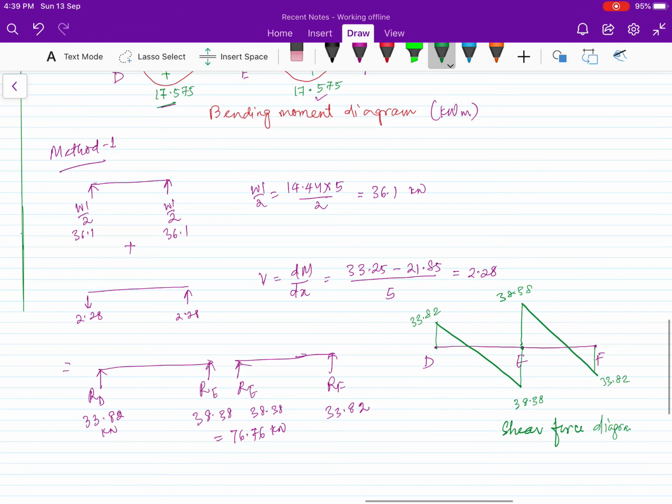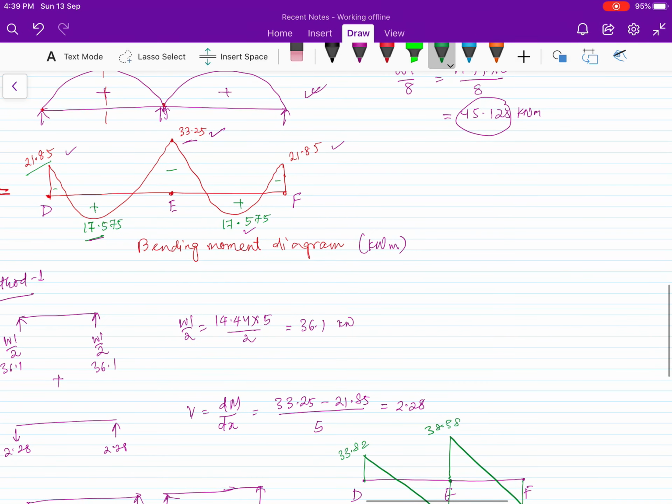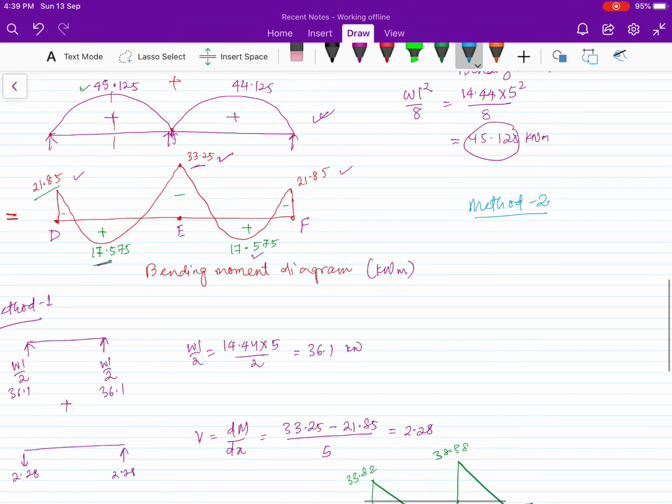Another method here I will do to calculate the shear force diagram, which I have done in the moment distribution of continuous beam video also. You may find it easier. What we know is that the moment at E is minus 33.25. So moment at E, we can write RA into 5 meter at point E. So not RA, it's RD.